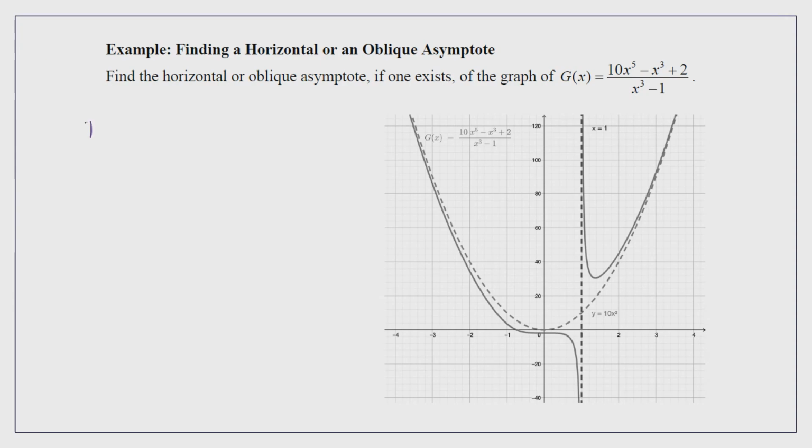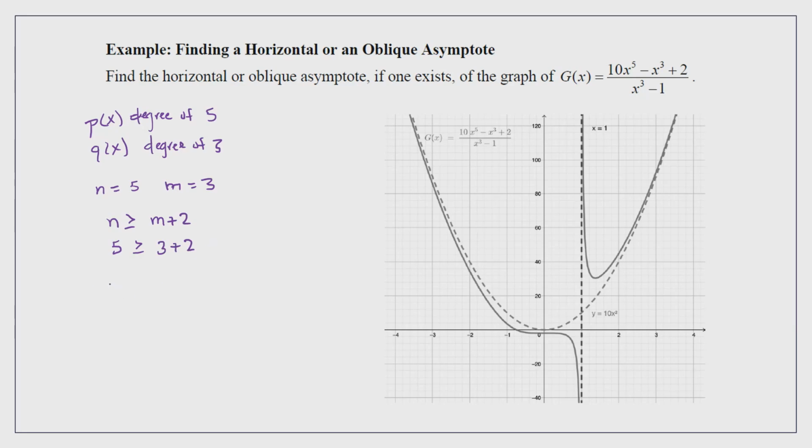So p of x has a degree of 5. q of x has a degree of 3. So n equals 5 and m equals 3. So n is greater than or equal to m plus 2, where n is 5 and m is 3. Okay, so 5 equals 5, and that's true.